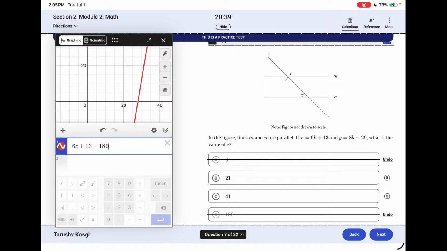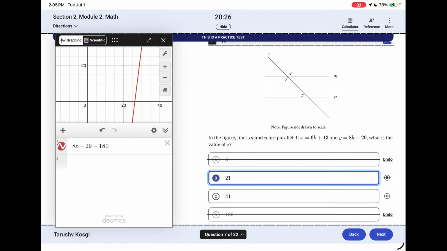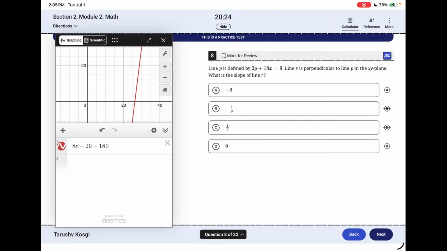Oh wait, y is equal to 8k minus 29. Let's see what this gives us. 26.12. It's the same thing. I guess I'll just go with 21 for now. We'll look back on it later.